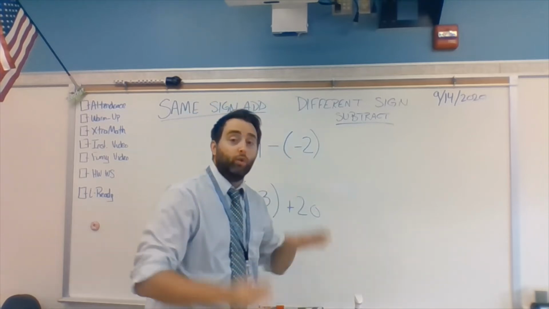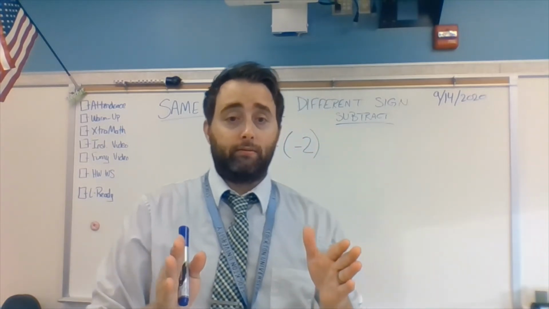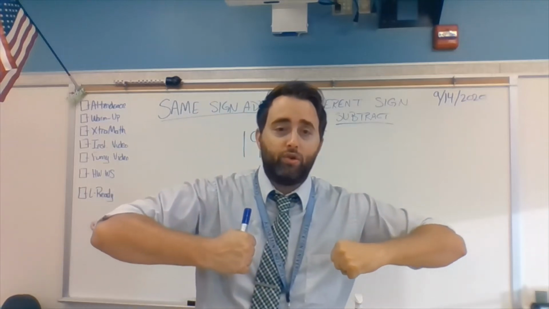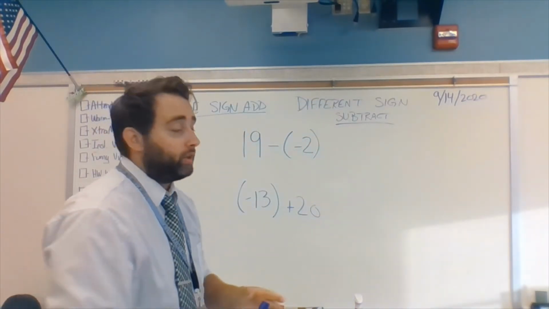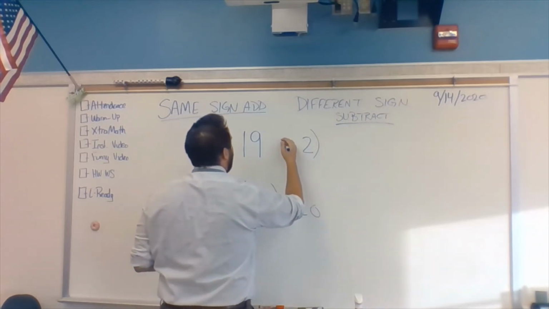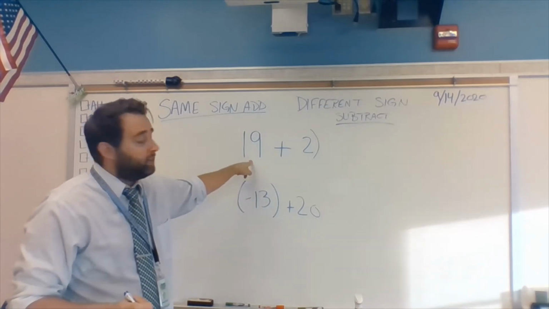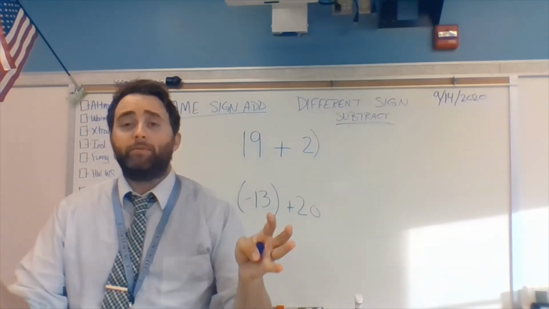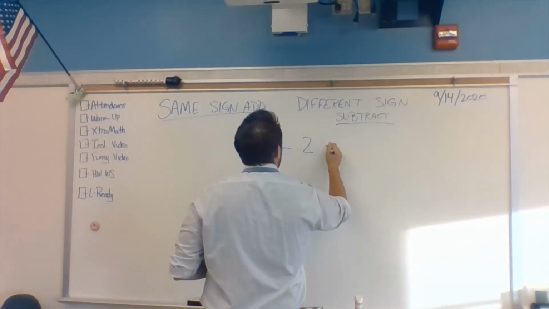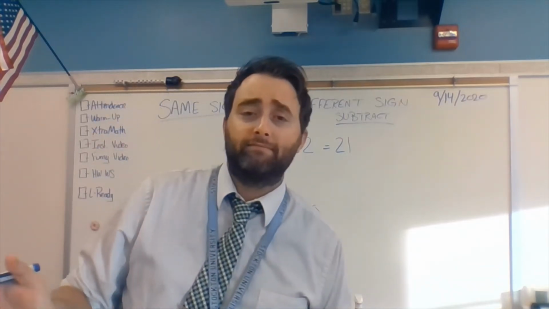19 minus negative 2. First step is, do we need to change the operation? Subtraction and negative are right next to each other, so therefore they Romeo and Juliet. They break through that wall, and they just have to be together. And now we have a positive 19 and a positive 2, same sign, add. So this is simply 21. Good job.